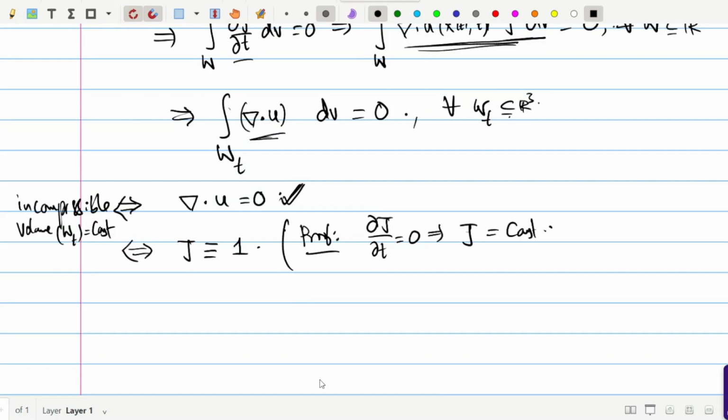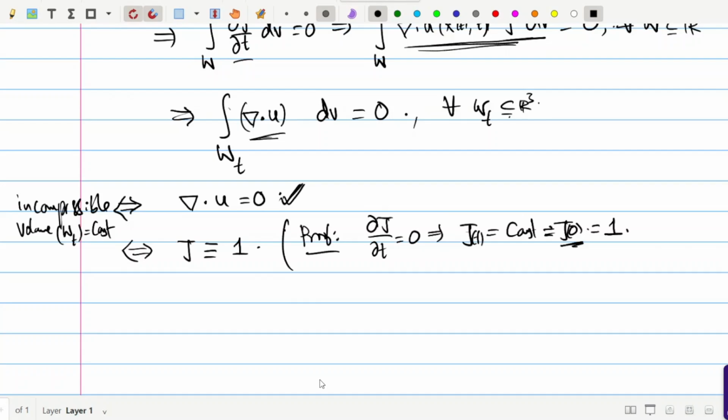J equal to constant means J at t equals J at 0. What is J at 0? That is the determinant of the derivatives, right? There is no time, so it is simply the same variables. If you do this, you will get the identity, so this is simply 1. Can you see that?